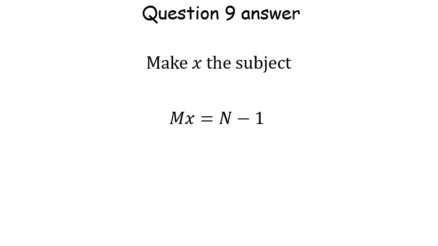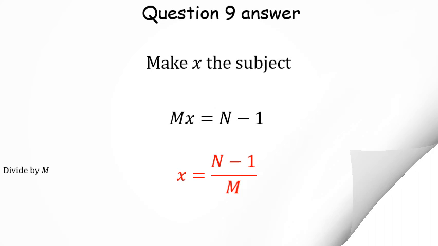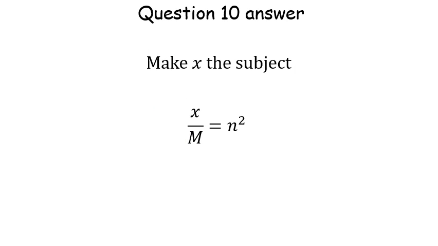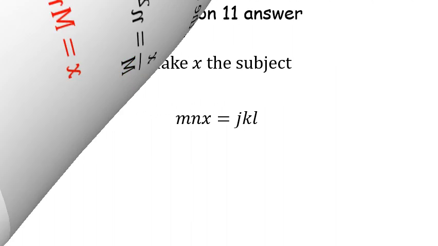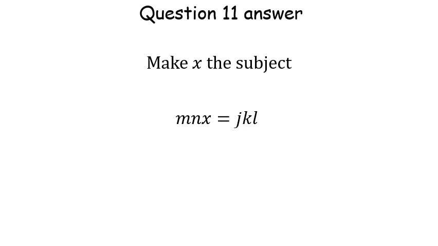Question 9. X is multiplied by m, so we can divide both sides by m, getting x equals n-1/m. Question 10. As x is divided by m, we can multiply both sides by m, getting x equals mn². Question 11. As x is multiplied by m and n, we can divide both sides by mn, getting x equals jkl divided by mn.